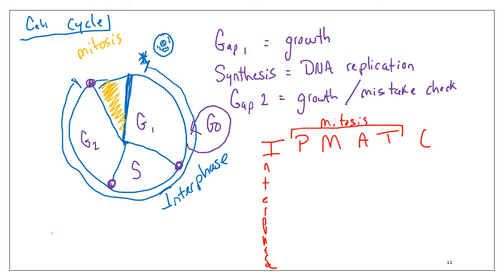And if you remember PMAT, which is hard to forget now, I know, you've got a prophase, you've got metaphase, you've got anaphase, you've got telophase, or telophase. And then the last one is, fun word to say. Oh, cytokinesis.